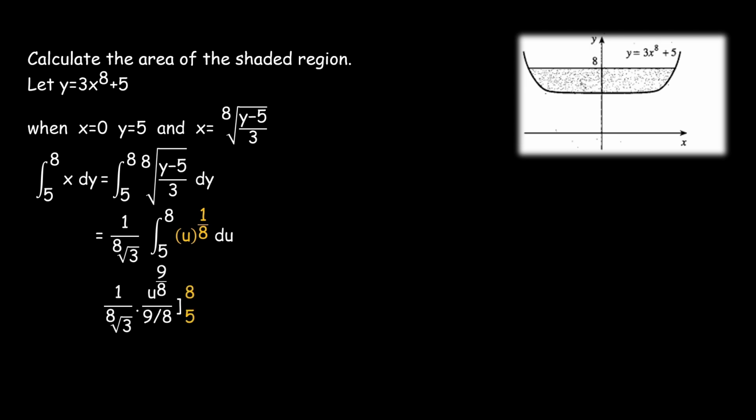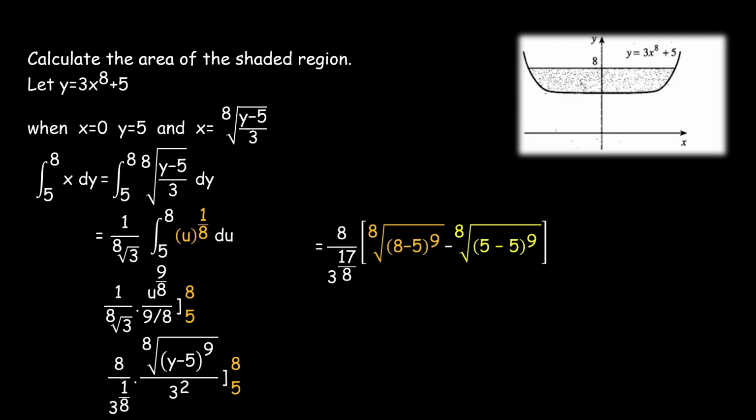So then you substitute your limits from 5 to 8. And since each of them are highlighted in different colors, it's quite easy to differentiate, right? You would have 3 to the power minus 1/8 times 3 to the power 9/8 minus 0, and that gives us the square units.